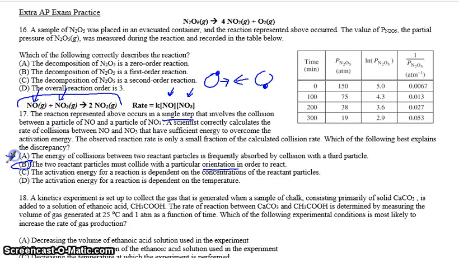A says why it's not true. The energy of collisions between two reactant particles is frequently absorbed by collisions with a third particle. We don't know of a third particle. The rate law actually says that there's only these two particles. So that's why that one's wrong.